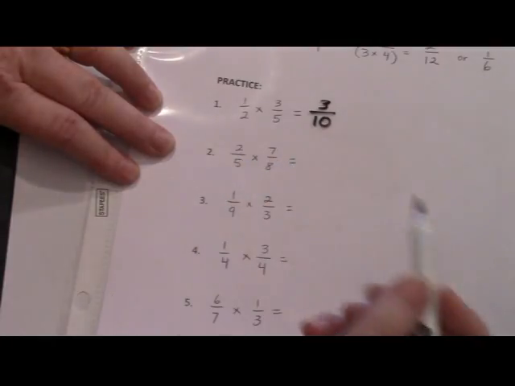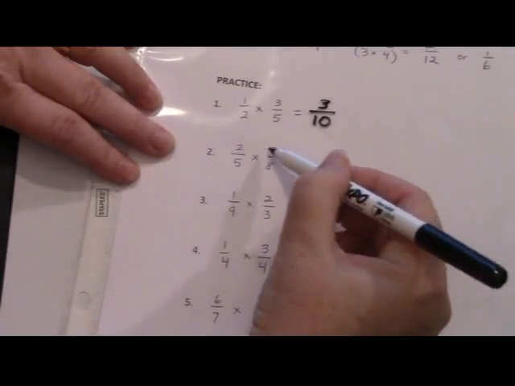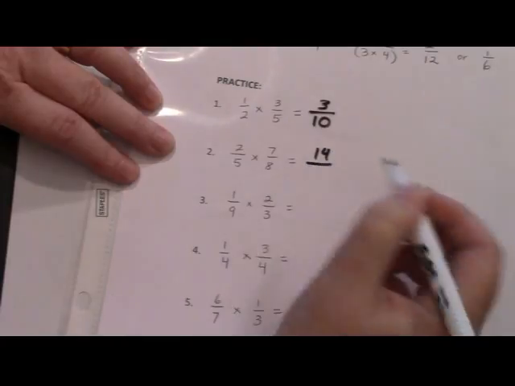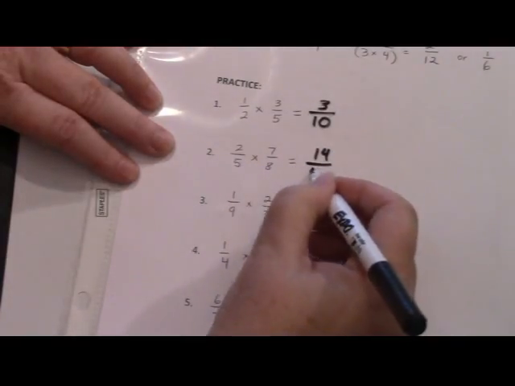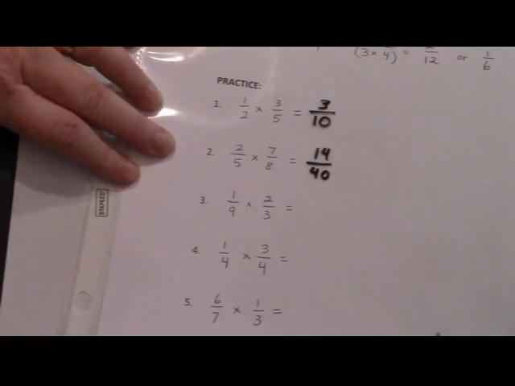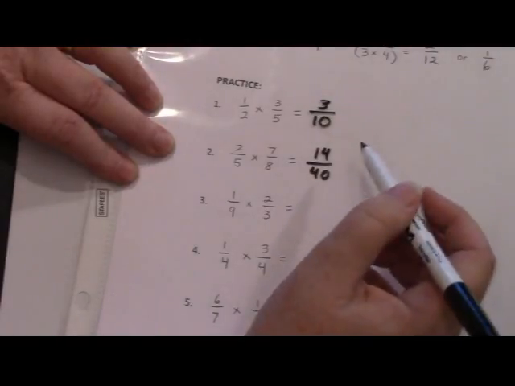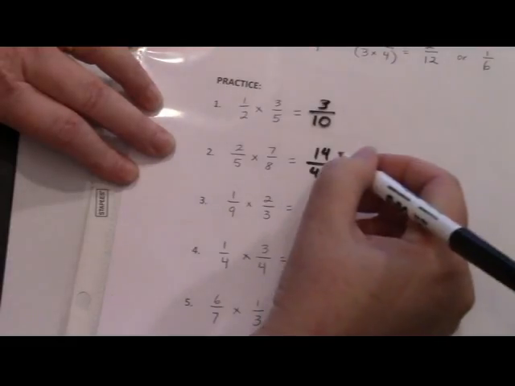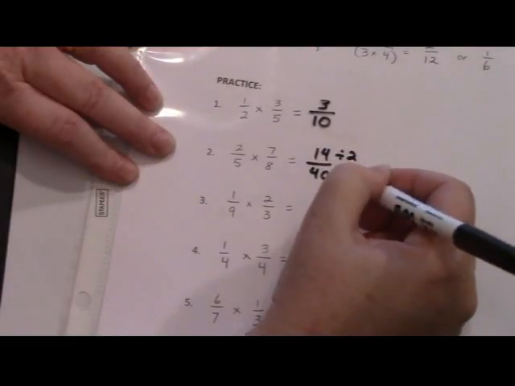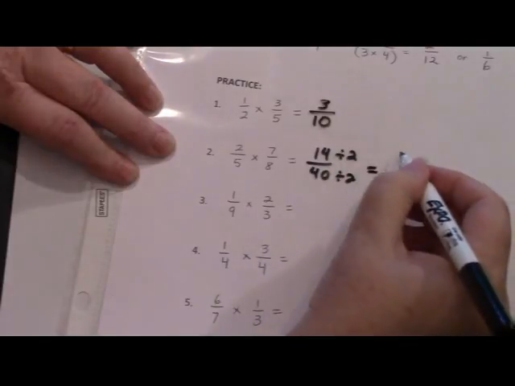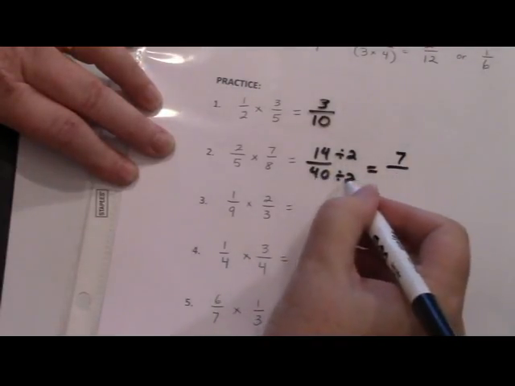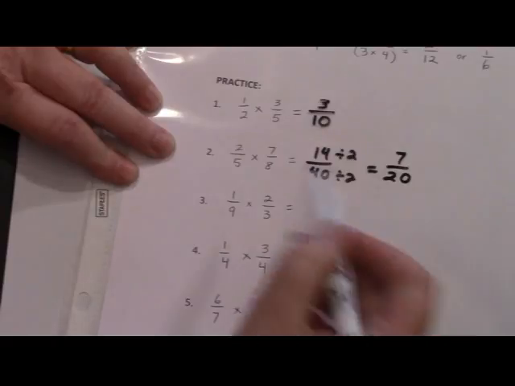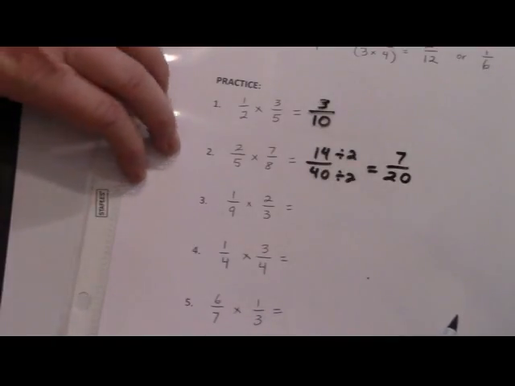Number 2. 2/5 times 7/8. Multiply across the top. 2 times 7 is 14. And 5 times 8 is 40. Can this be reduced or simplified? Yes, it can. What's the greatest common factor between these two numbers? Well, I know that 2 can go into each of these. Each of these can be divided by 2. So we're going to simplify it down. 14 divided by 2 is 7, and 40 divided by 2 is 20. 7/20 is our final answer.